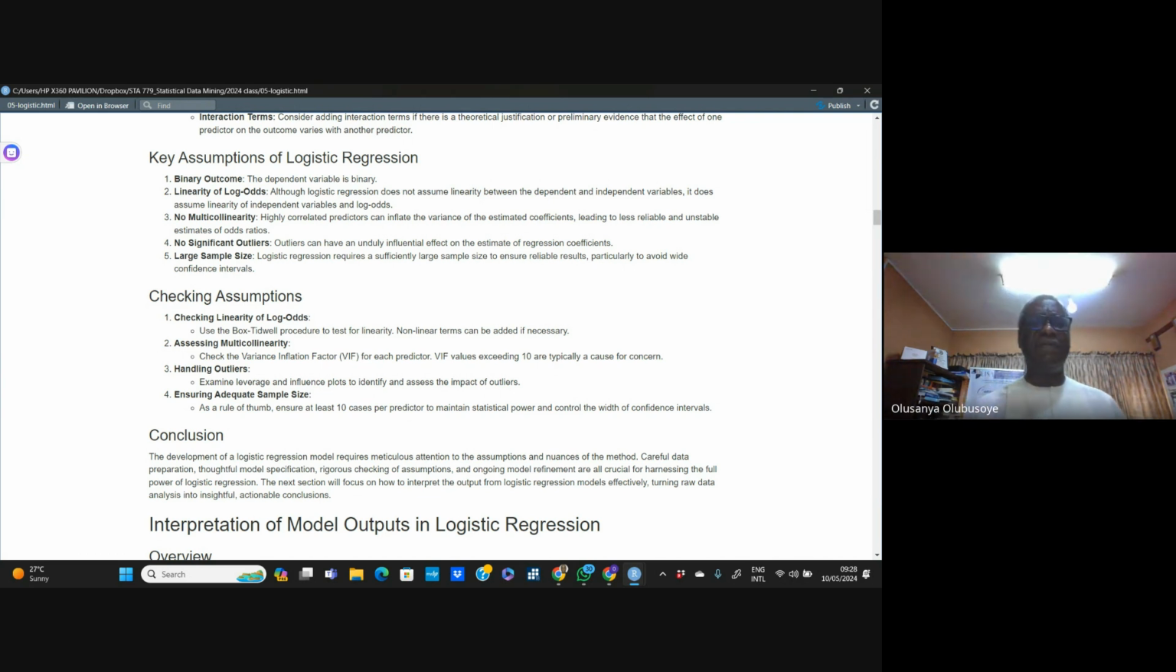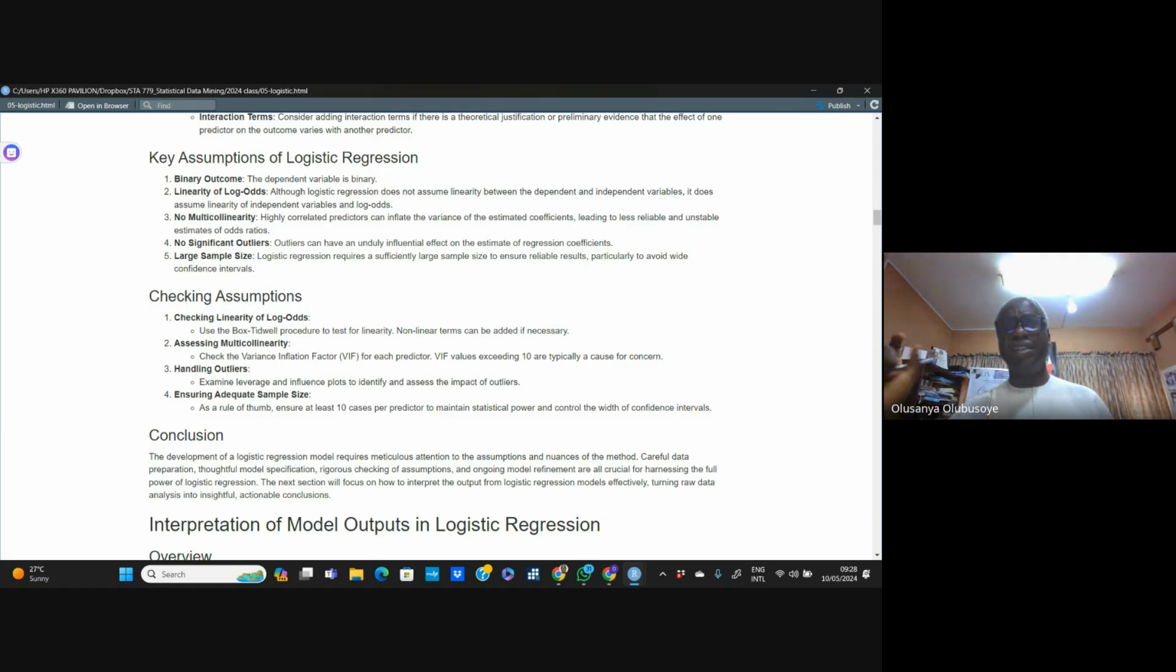So you calculate the VIF, and if it's below 10, don't worry yourself. So 3, how do you handle outliers? Then you can examine the leverage and influence plots, which you can always get as part of the output.